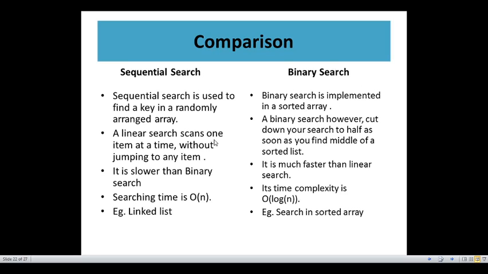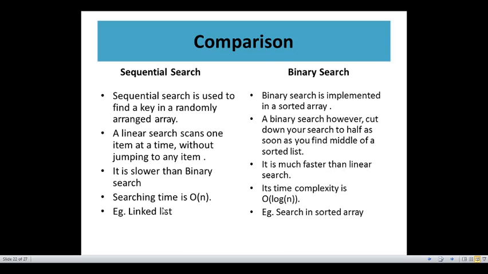A linear search scans one item at a time without jumping to any item. Here we compare each and every item with our key element. In a binary search, we only compare half of the array, because we find the mid, and depending on the comparison of mid and key, we search in the lower half or the upper half. Linear search is slower than binary search because it compares each and every element, so it takes more time. Binary search is much faster than linear search.